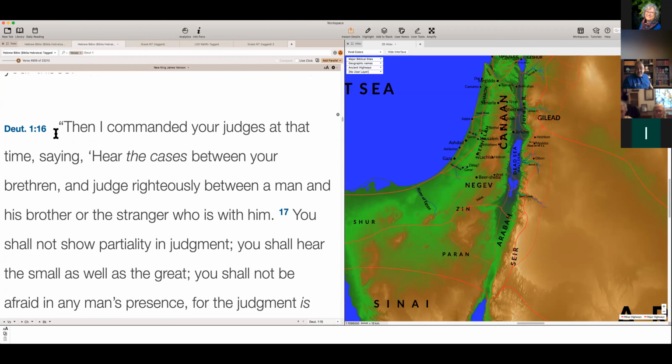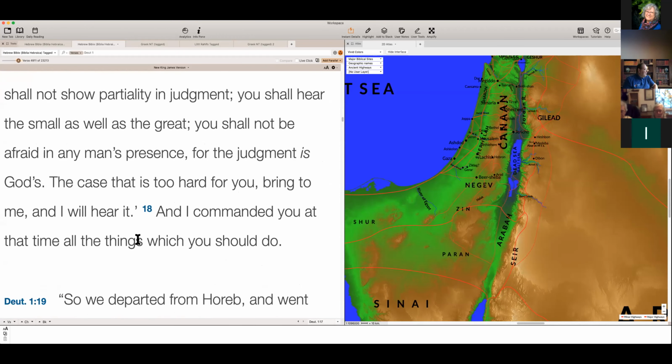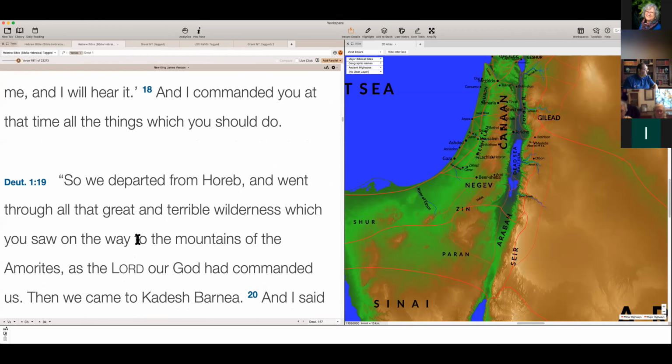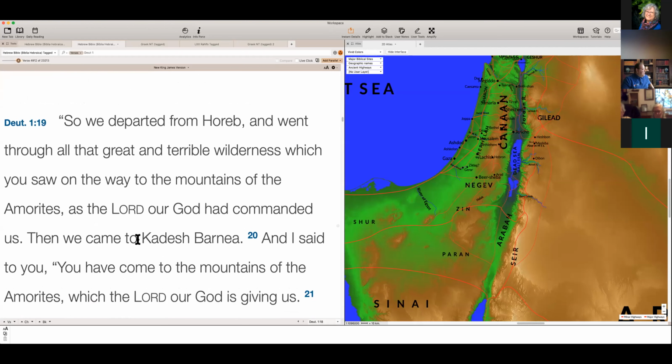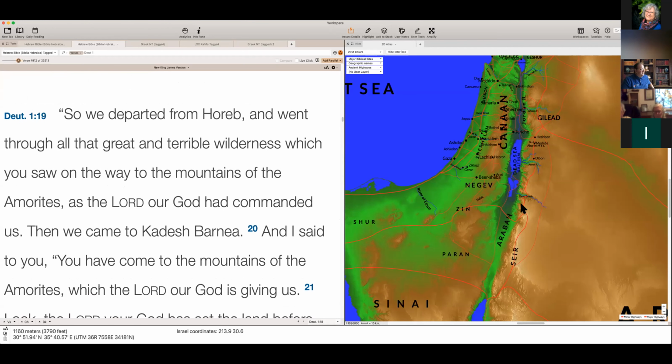So it was organized as a state with the key component as judges. And so after this structure, it's now an organized crowd. Now it has judges. Now it has a government. And so they go up to Kadesh Barnea right here.